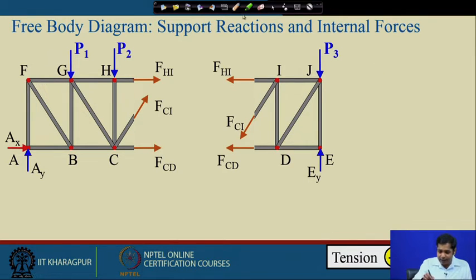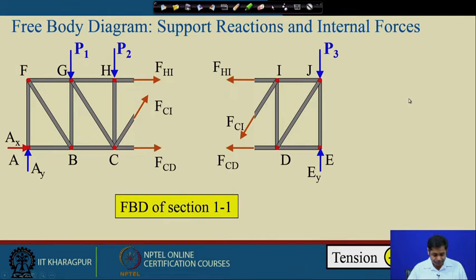These are the support reactions, and F_HY is the force in member HY. So when you are taking this section, if this force is in this direction, then for this section you have to show the force in the opposite direction, and only then will equilibrium be maintained. That is true for all forces. So this is the free body diagram showing support reactions and internal forces, and you can draw a similar free body diagram for any structure.